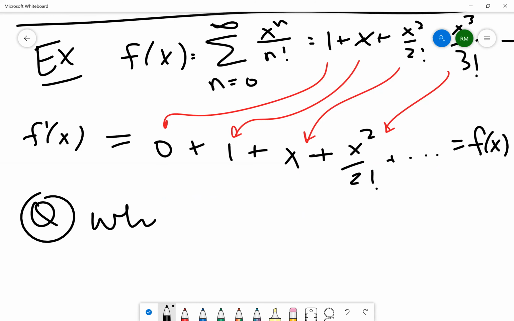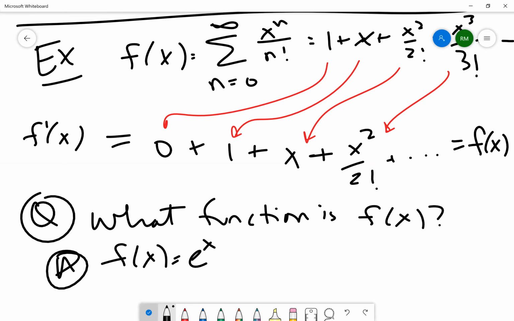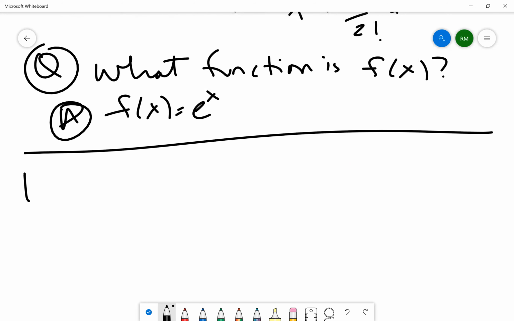What function is f? What function do you know that's equal to its derivative? And you can probably all figure out that it must be e to the x. All right, let's look at another example now.